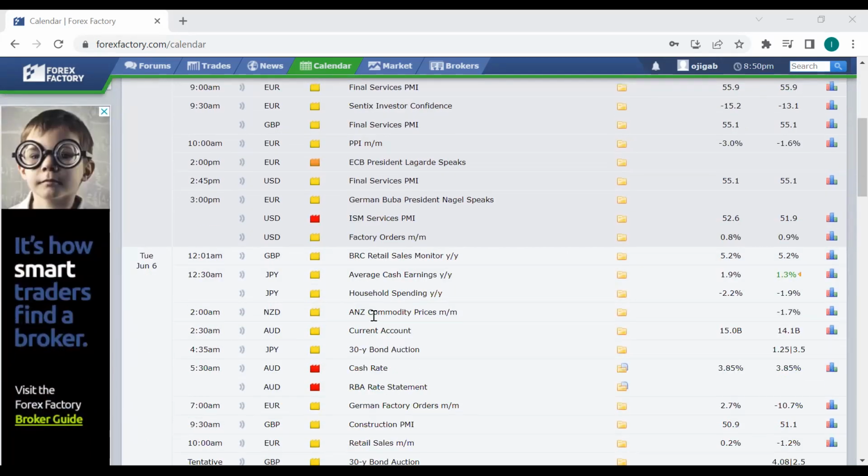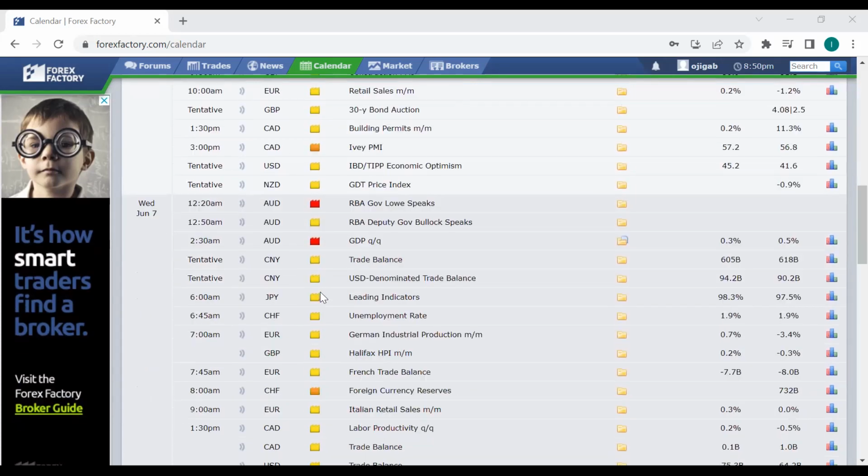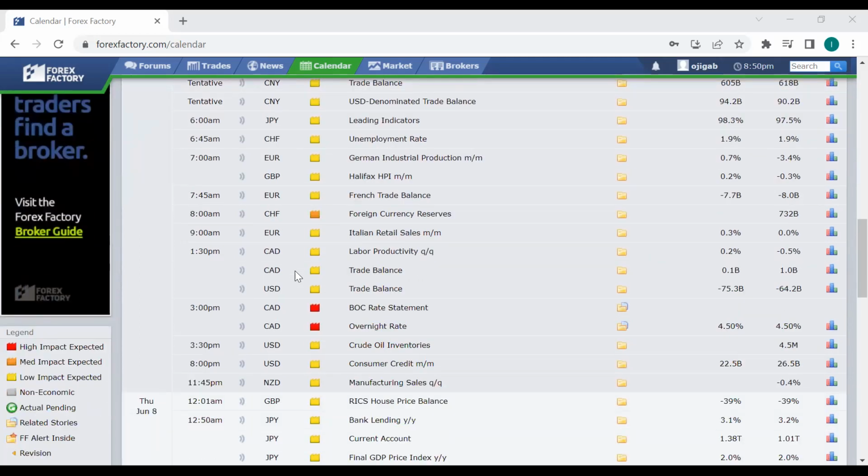And on Tuesday, we'll see the interest rate decision for the Reserve Bank of Australia, and those trading this pair, we will be looking at the trading setup as it fits this particular pair. On Wednesday, we have further news coming out from the Reserve Bank of Australia, where Governor Lowe will be speaking, and also we'll have the GDP data coming out on that particular pair.